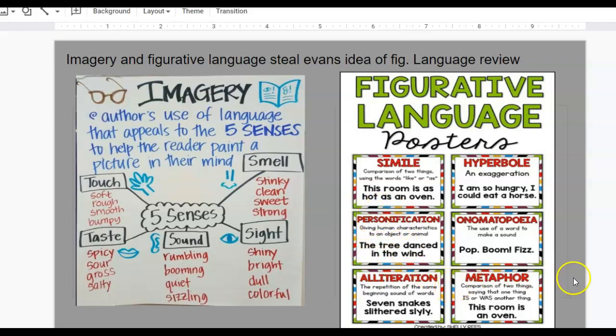And then we have metaphors, comparing two things, but it doesn't use like or as, such as this room is an oven, or the sun is a dragon's breath today. So I'm saying the sun is like a dragon's breath, but I'm not using the like or as, okay? So it's important that you can identify this. Don't get me wrong, it's good that you know this.